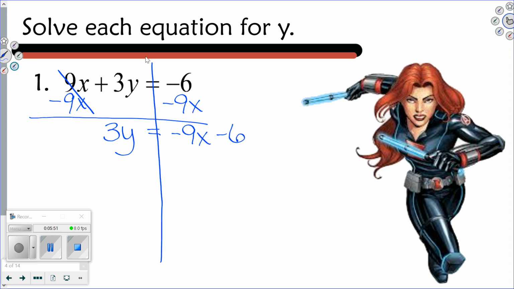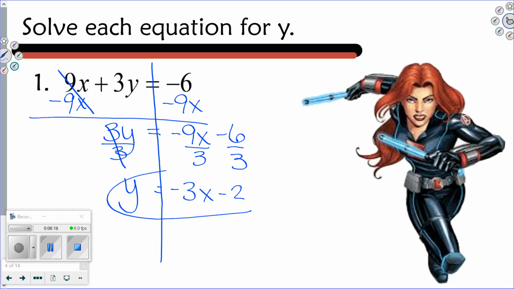So get in the habit of always putting the x term first. It's the equal sign and then whatever that x term is. And then to get y by itself, divide by 3. And if I divide this by 3, what do I divide by 3 over there? Everything, right? Divide by 3, divide by 3. So y equals negative 3x minus 2. Good. So we have y completely by itself.